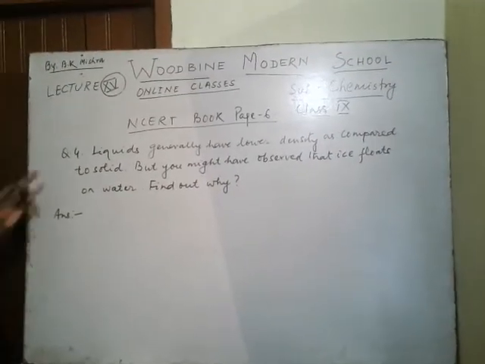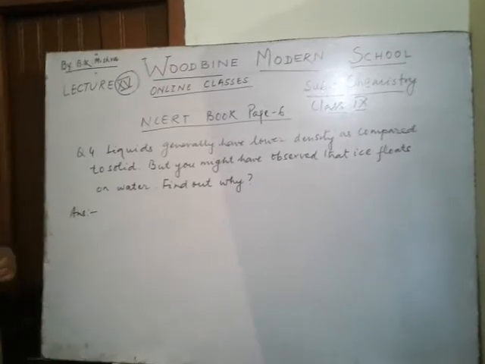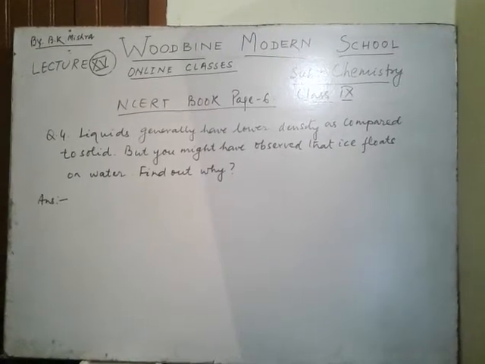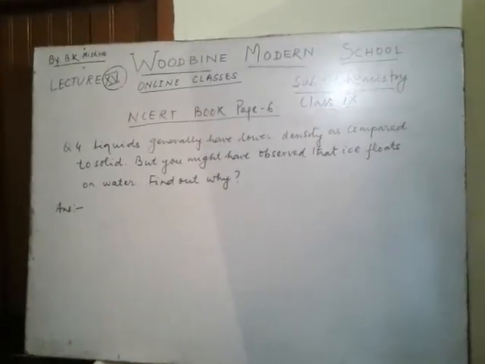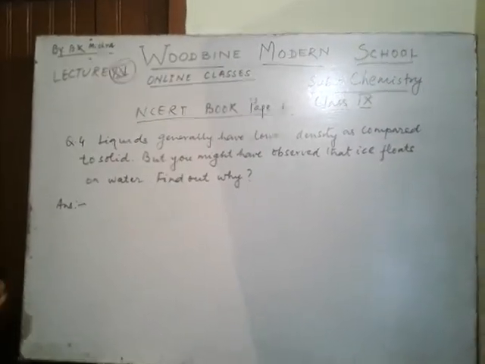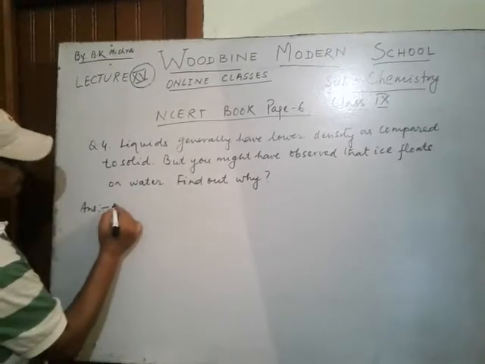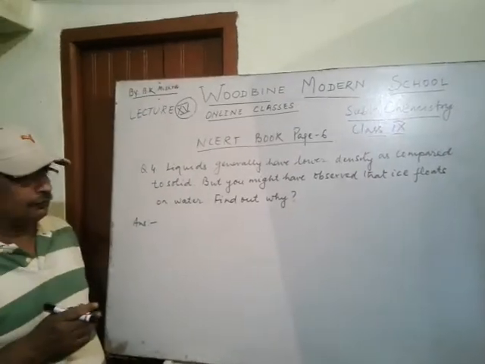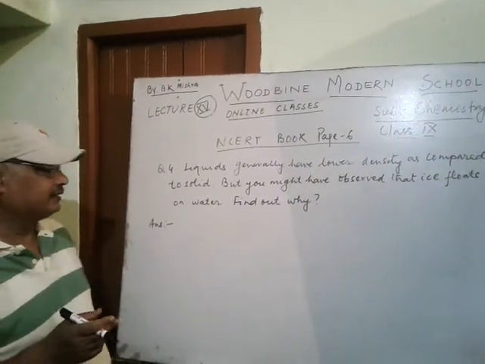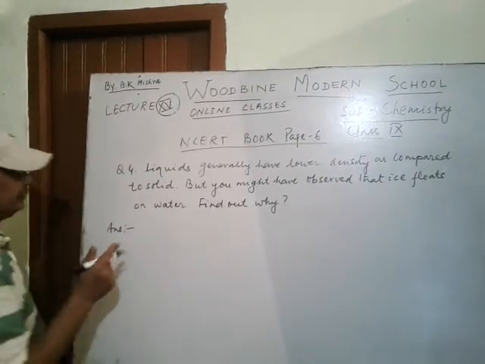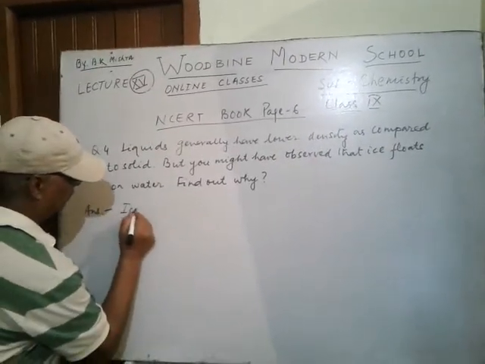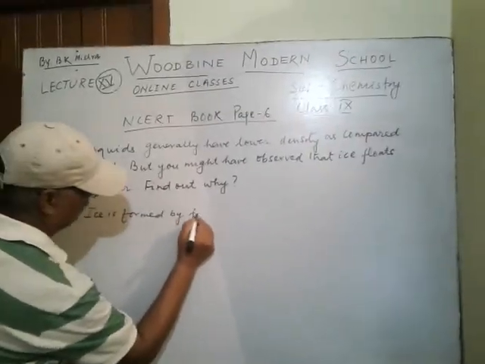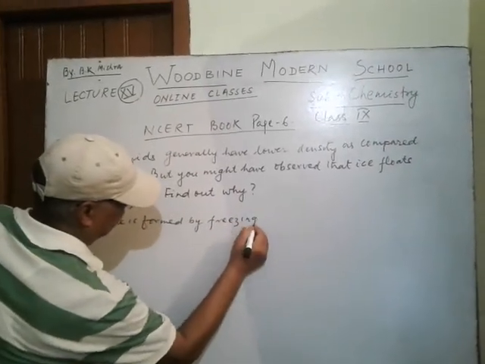Now liquids, question number 4. Liquids generally have lower density as compared to solids, but you might have observed that ice floats on water. Find out why. Now this question is very interesting. What happens here is that whether anything floats or sinks depends upon its density. Now, ice is formed by freezing of water.